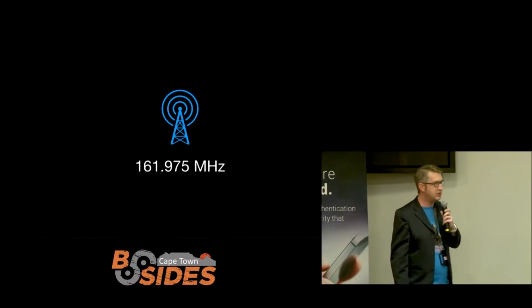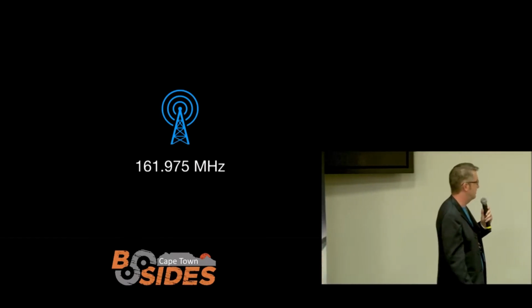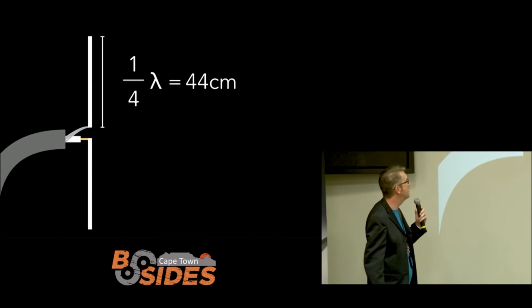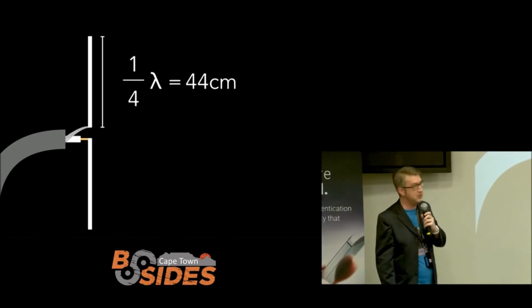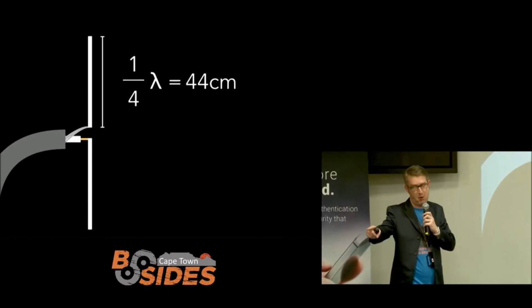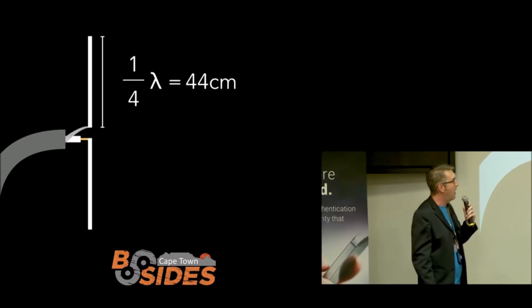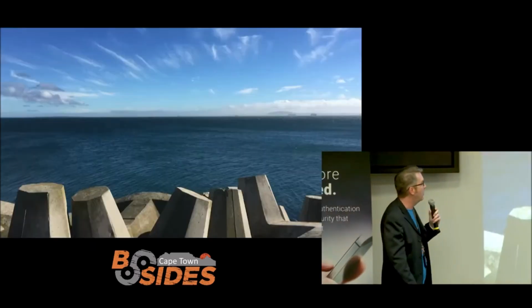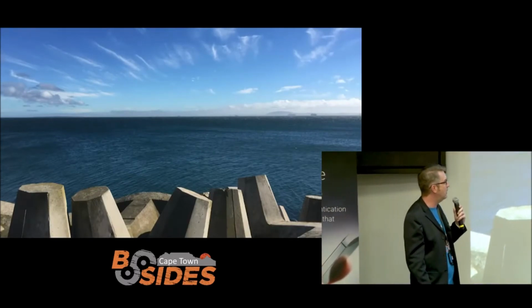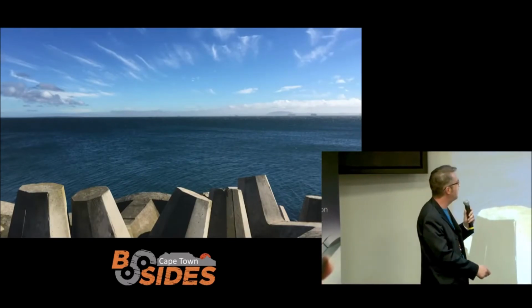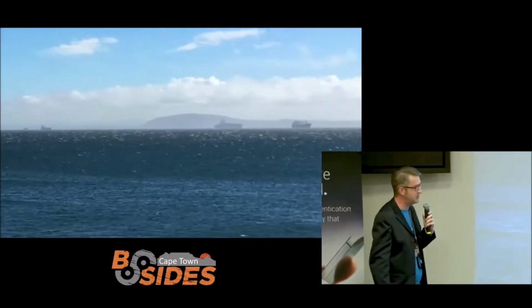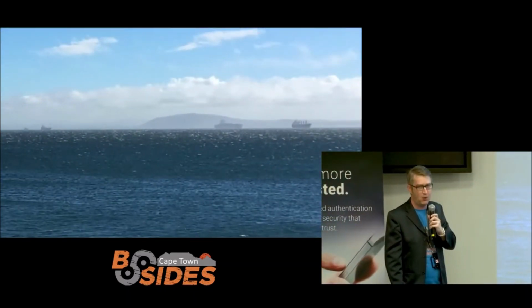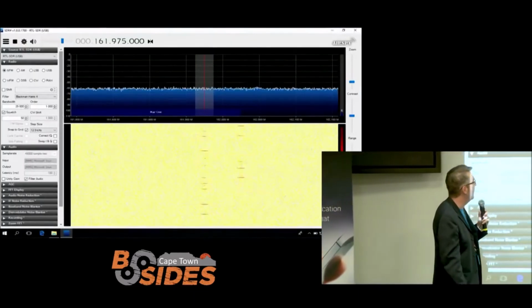And it runs at 161.9. You don't care about the actual numbers. You can get those in post later. Anyway, if you want to make an antenna for this, I went and did this, and I made 44 centimeter dipoles. So I was down by the V&A Waterfront, and if you look out there, there are ships out there. So we can figure out where they are, what they're doing.